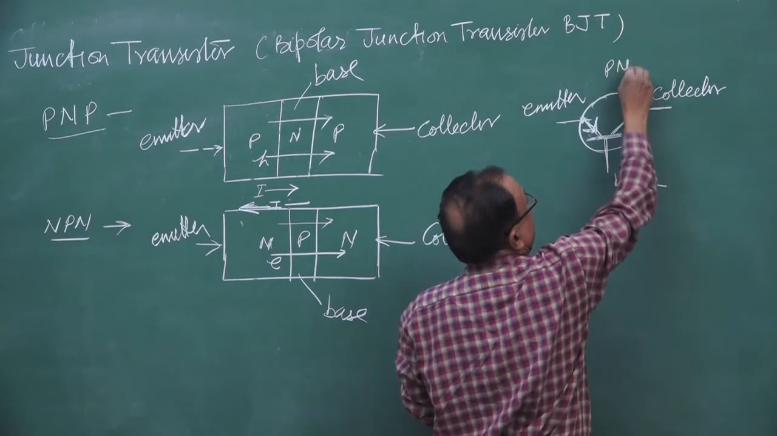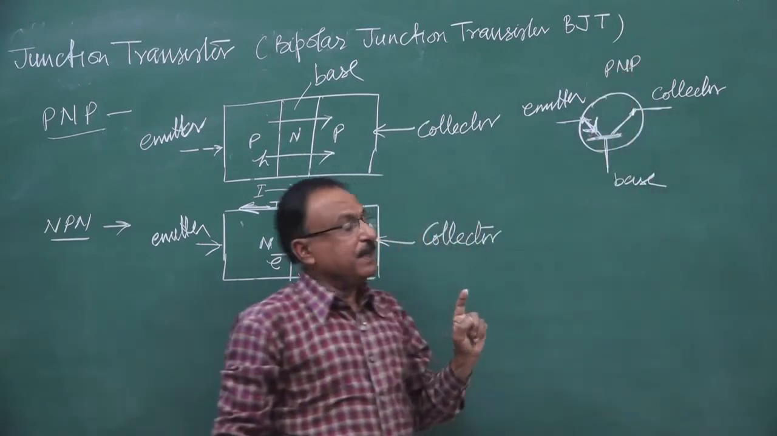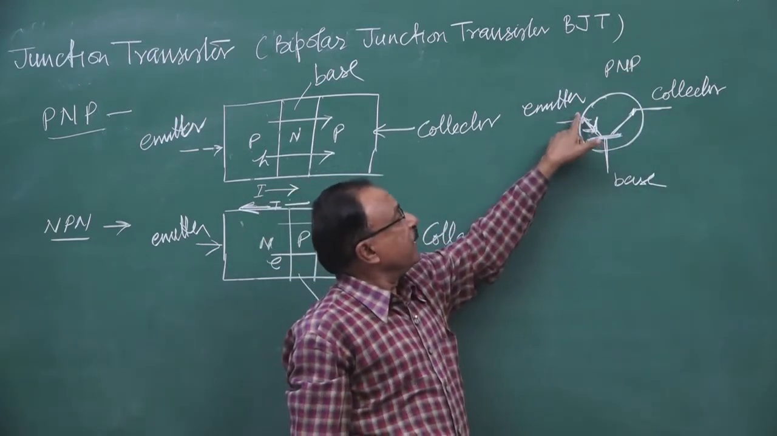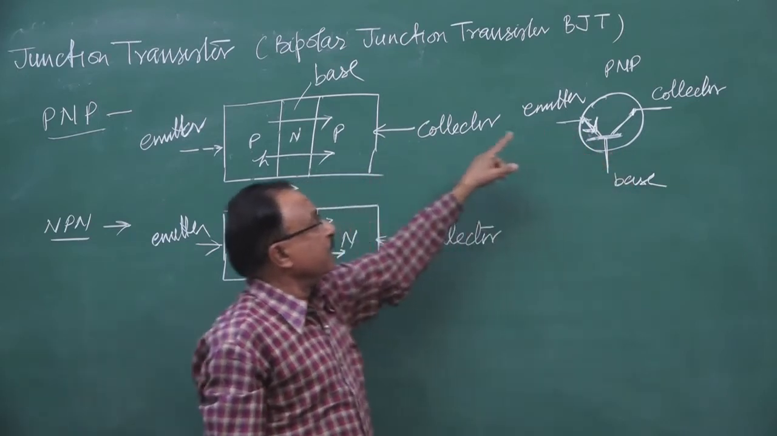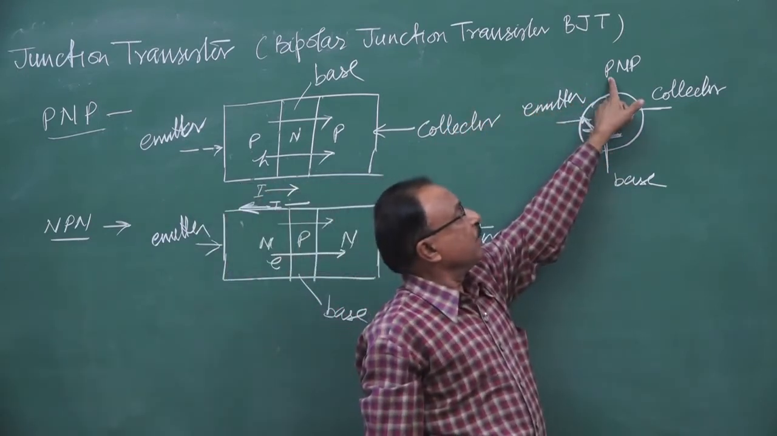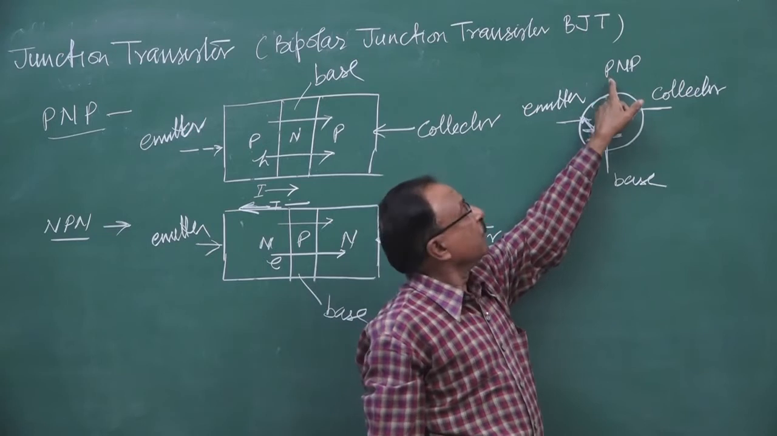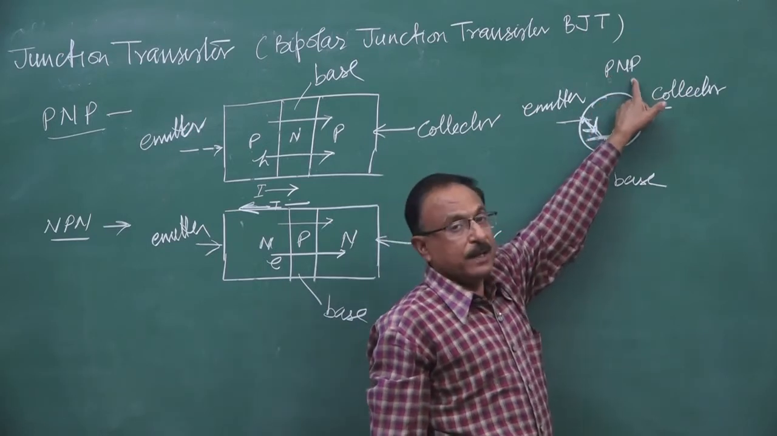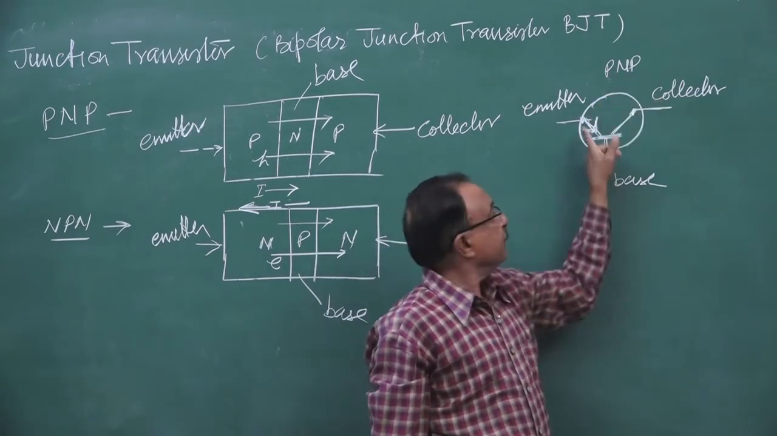This is PNP. How can we identify it as a PNP? The direction of the arrow. It is from emitter to base. I told you in the PNP, P is the source of the hole. So the direction of the current will be P to N, emitter to base.